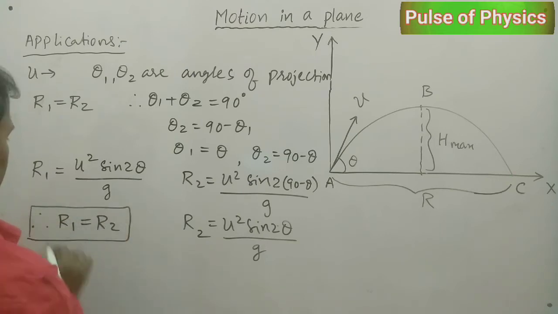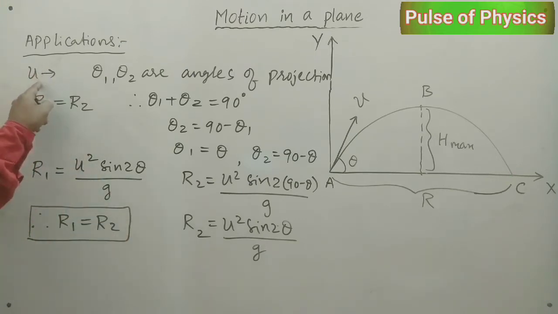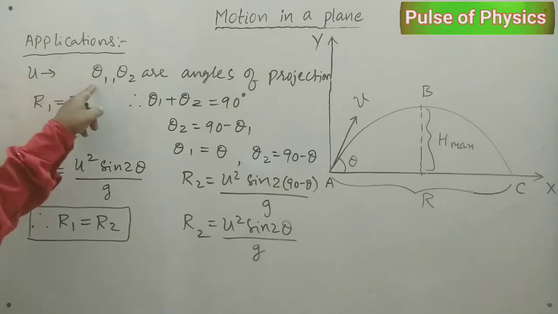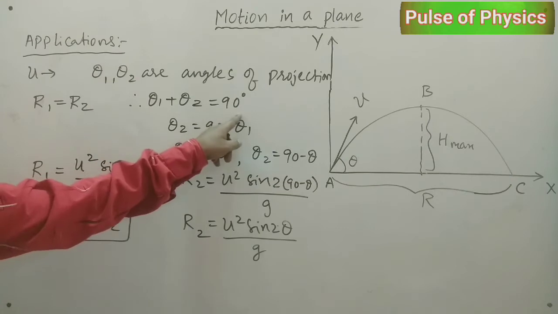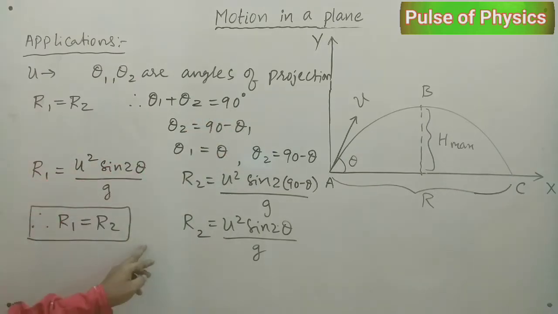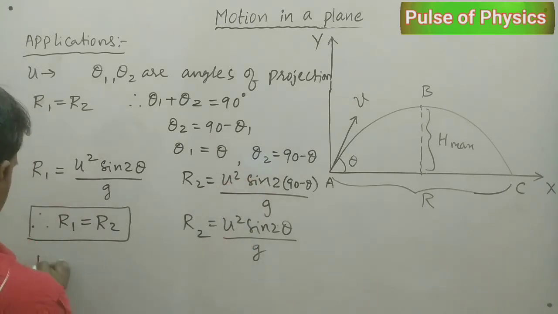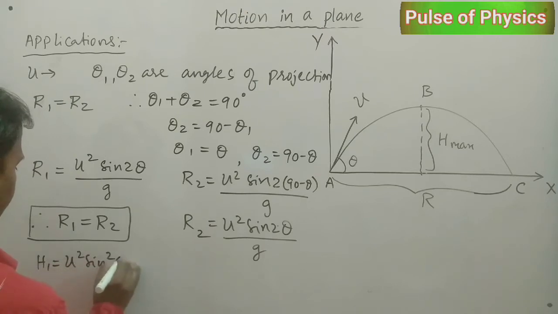When a body is projected with the same velocity and different angles, then those two angles of projection are complementary. Then this is possible. In this case, H1, H2 we have to find. H1 is equal to u square sine square theta by 2g.